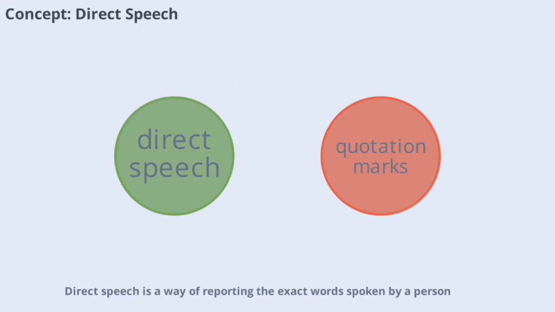Direct speech is a way of reporting the exact words spoken by a person, enclosed in quotation marks. It is commonly used in dialogues and storytelling to capture the speaker's original words. Understanding direct speech is essential for converting sentences accurately in narration exercises.